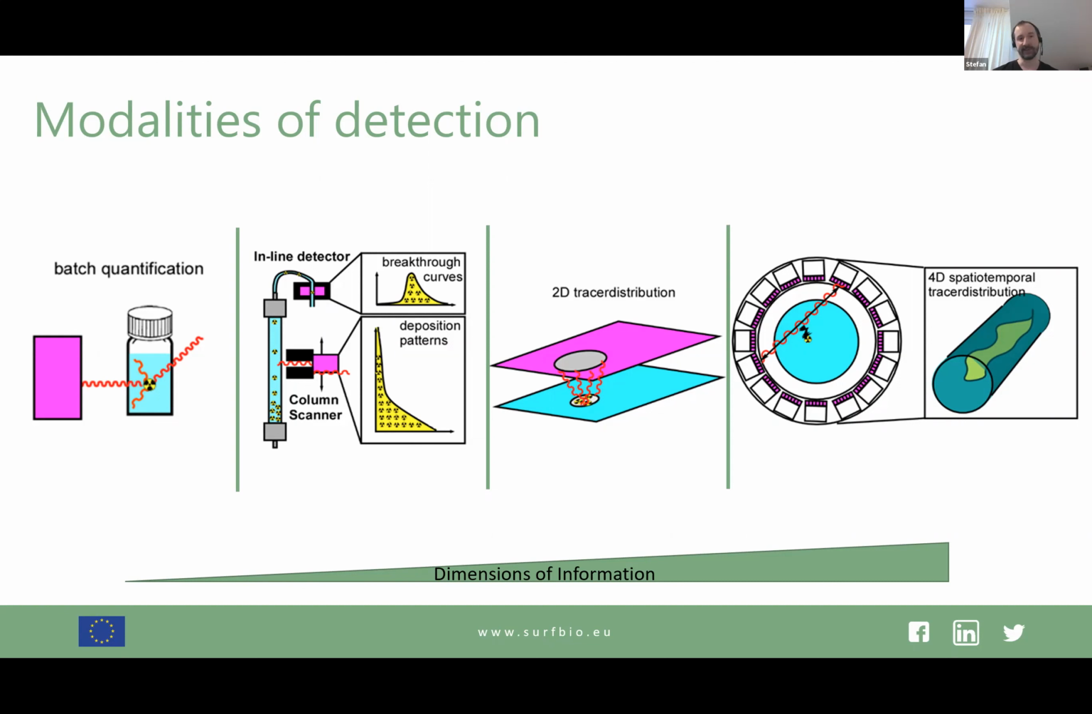First one would be just a simple batch quantification. So the detector, whatever it is, indicated in pink, and then your sample. So this would be just a batch vial, and the radiation, if it leaves the sample, as indicated here by these different waves. So you see the lower energy wave might be absorbed in your sample.